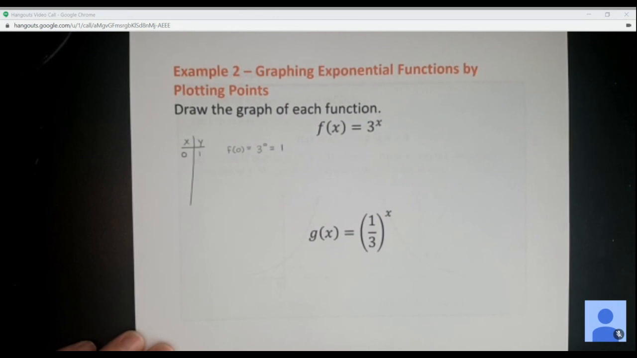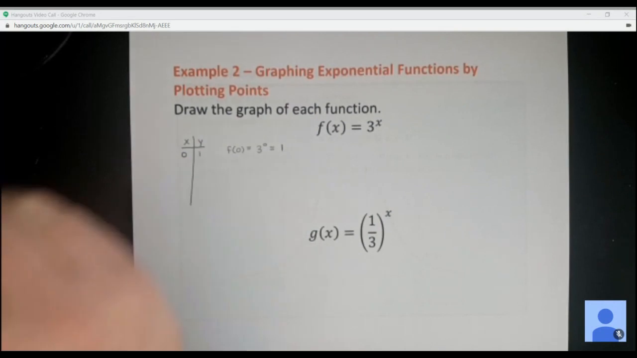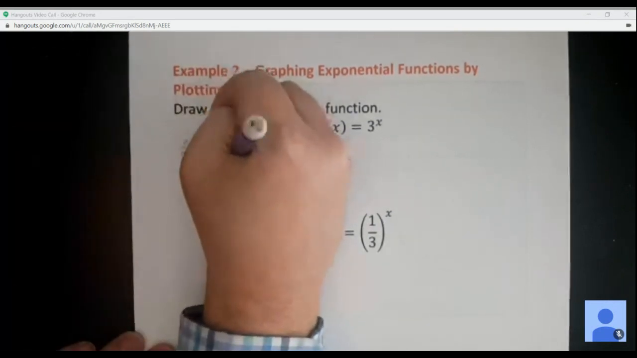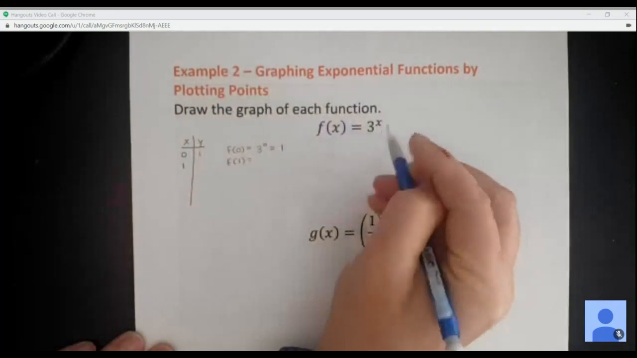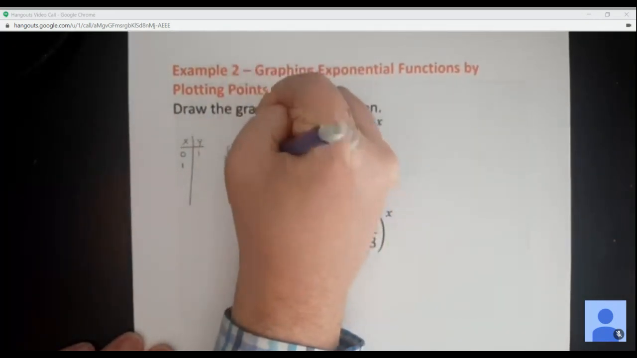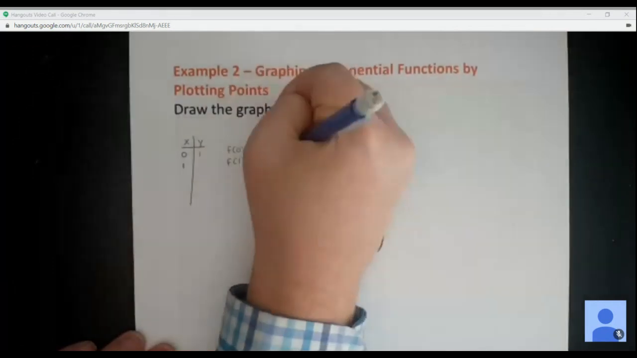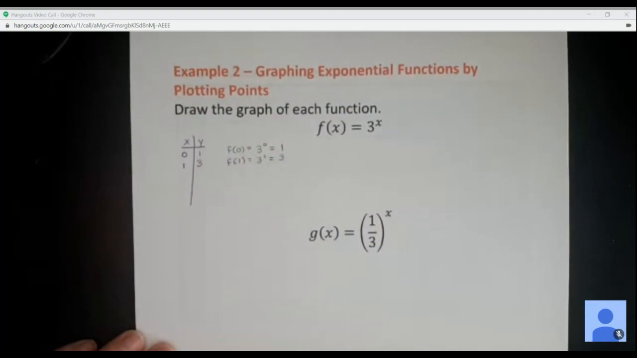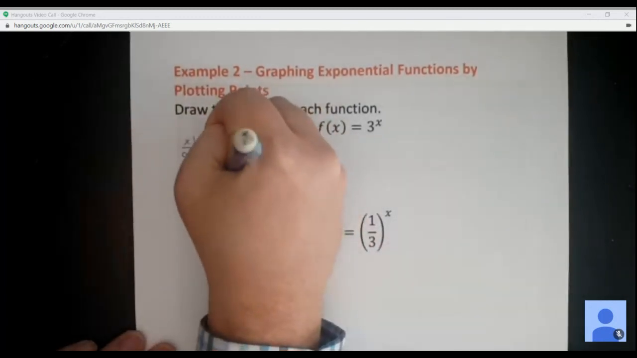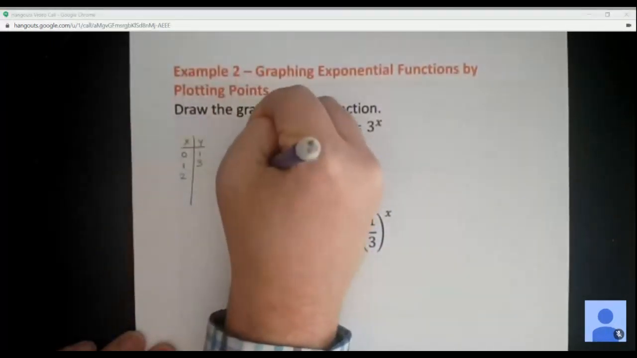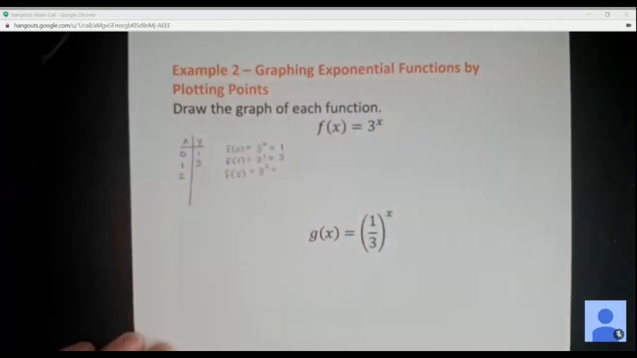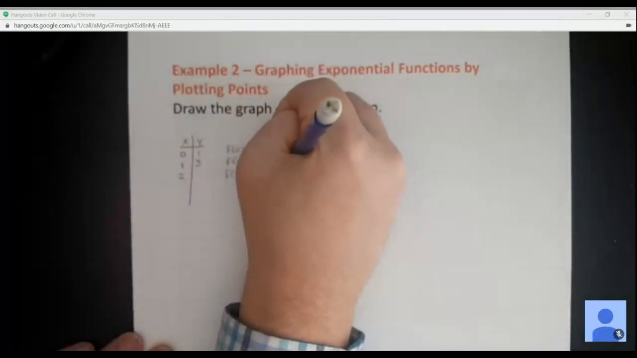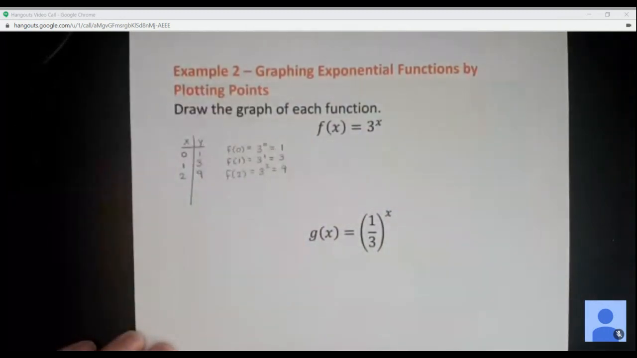What other x values do you want to check? Okay, positive 1. So if I do f of 1, it's going to be 3 to the first power now. And what should that give us? 3. Good. So there we go. Let's get a few more values here. So what other values do you want to check? 2 works. We'll do f of 2. That's 3 to the second power, which would give us what? Good. 3 squared is 9. So there's our y value for that one.